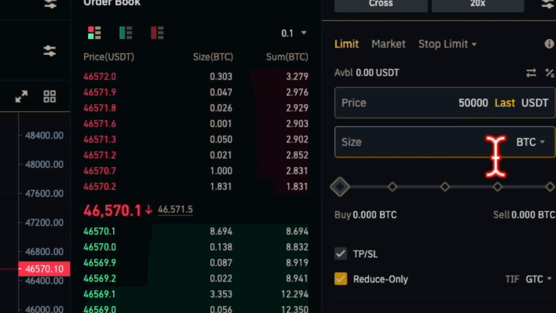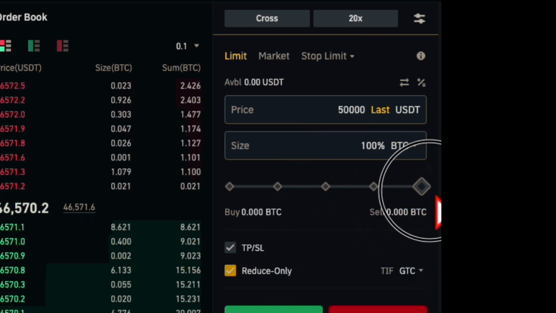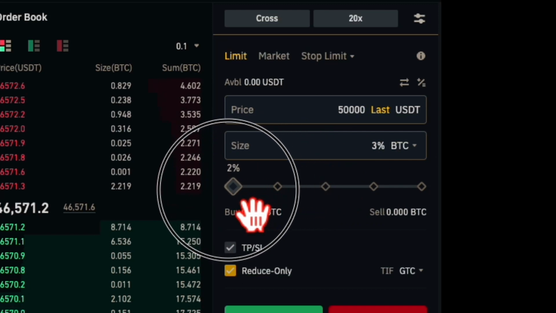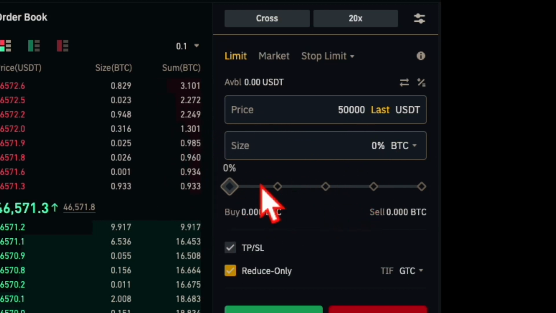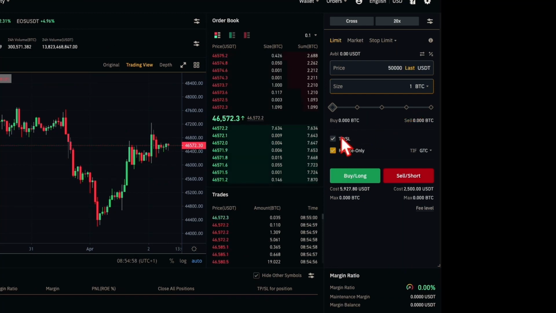And how many Bitcoin am I buying? You can click 1 or 0.1. You can also use this slider to control the percentage, depending on what you want. If you're using this slider for the percentage, it will go based on the amount of money you have in your account. So I'm buying 1 Bitcoin, which you are seeing here, and I've explained to you how take profit and stop loss work. It works the same way that I've explained to you in the case of market price. And reduce only works the same way as if you're using market price.